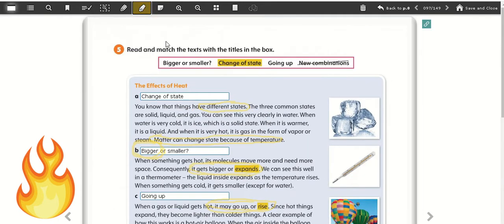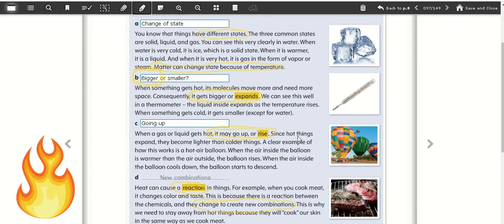So remember, the different effects of heat here are change of state, that we can have from solid to liquid or liquid to gas. Those changes are caused by heat. Then, when something has heat, remember that the molecules move faster and they move apart, so they need more space, and that's the reason why they become bigger. In the case of going up, remember that when something is hot, it's going to go up, o sea, va hacia arriba, se levanta, it rises.